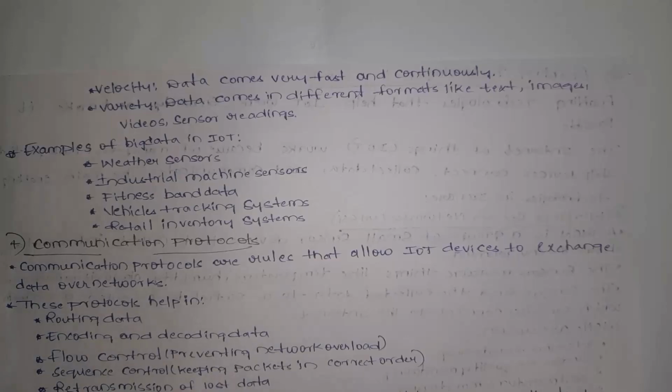These are some of the examples of big data in IoT. The first one is weather sensors, industrial machine sensors, fitness band data, vehicle tracking systems, and as well as retail inventory systems. All these are examples of big data in IoT.